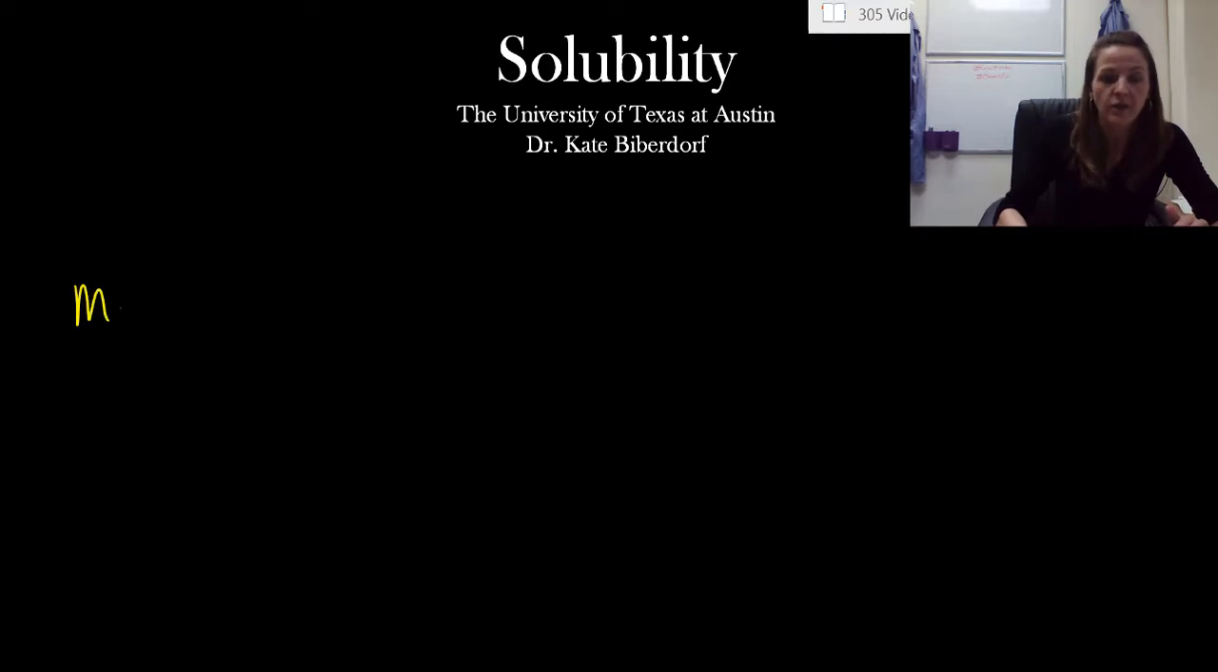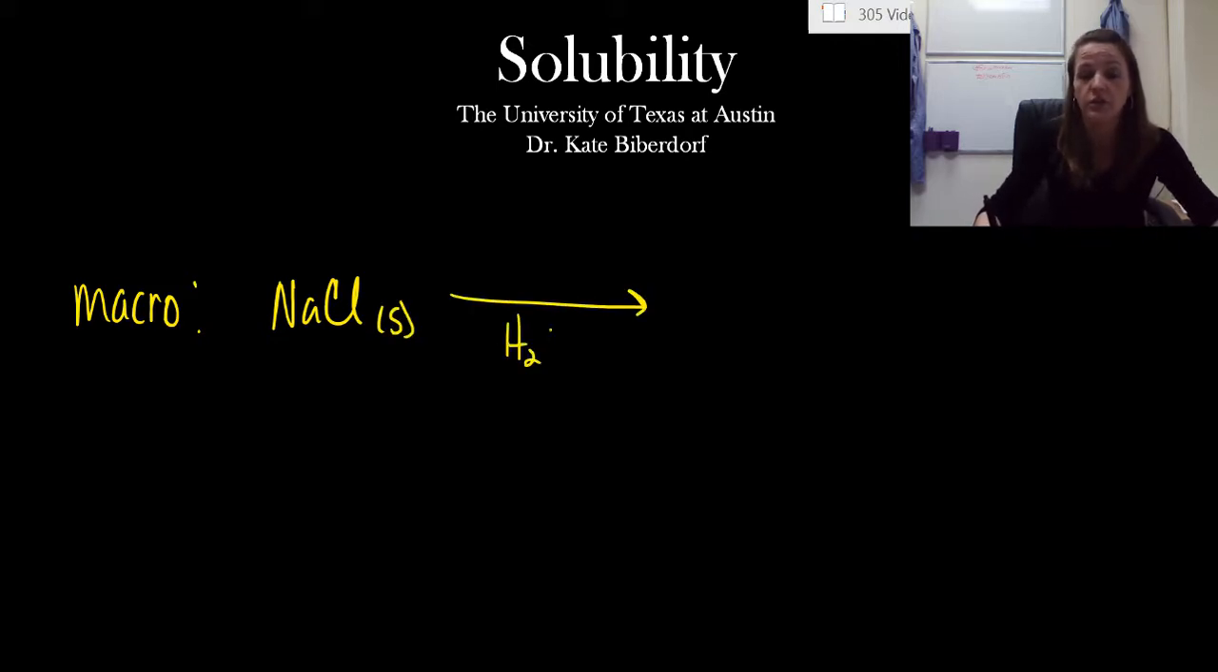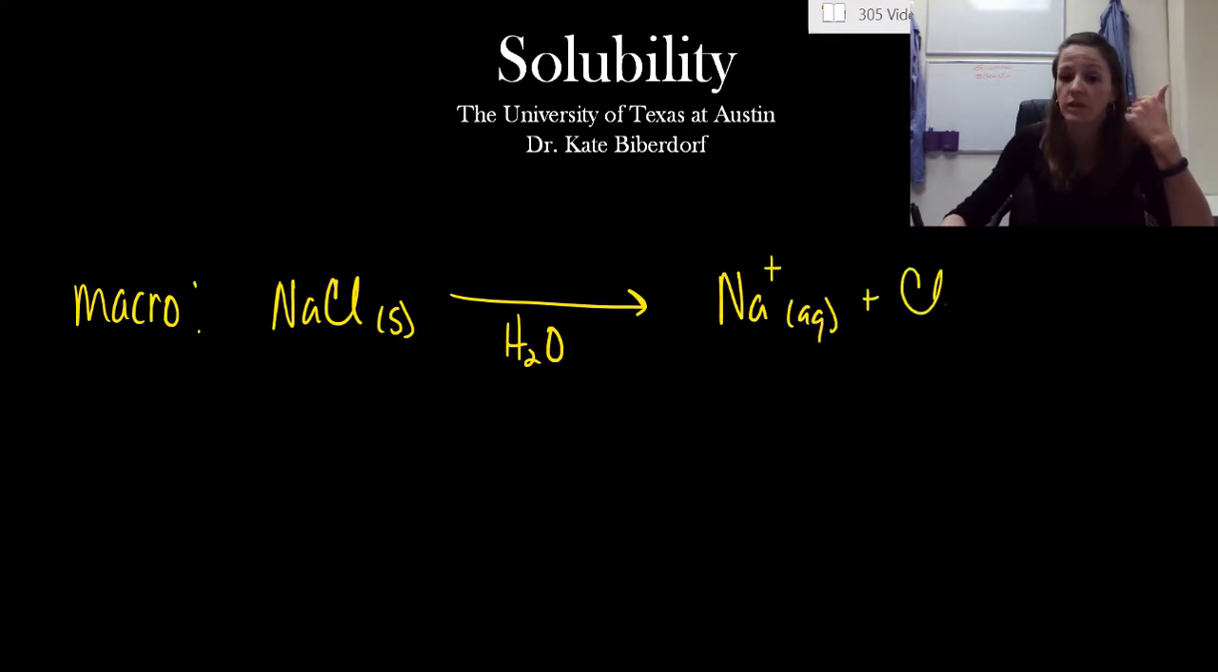So let's start off with a macroscopic view because that one's a little bit easier to visualize. So we have macro here first. And so we're going to take something like sodium chloride, right? Think about our ocean. Sodium chloride or salt, and we're going to dissolve it into water. Now, on a macroscopic level, all we can say is that our ionic compound is going to dissociate into its respective ions. And so we're going to have our sodium cation, and that's going to be in the aqueous phase. And then we have our chloride anion, which is also going to be in the aqueous phase.